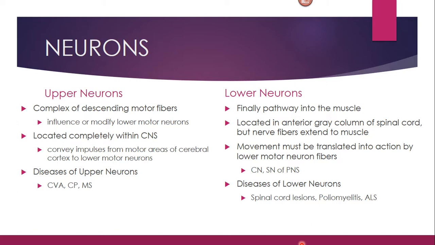Now, our lower neurons are the final pathway into the muscle. They're located in the anterior gray column of the spinal cord, but the nerve fibers will extend into the muscle. They help translate into action, movement by the lower motor neuron fibers, like cranial nerves and sensory nerves of the peripheral nervous system. And diseases of the lower neurons are spinal cord lesions, poliomyelitis, or ALS, Lou Gehrig's disease.